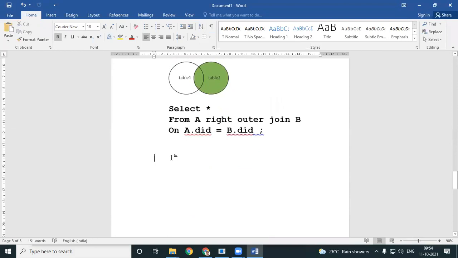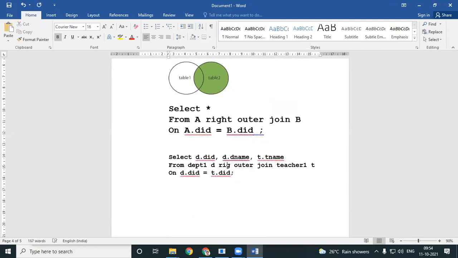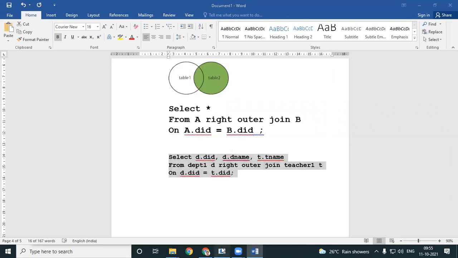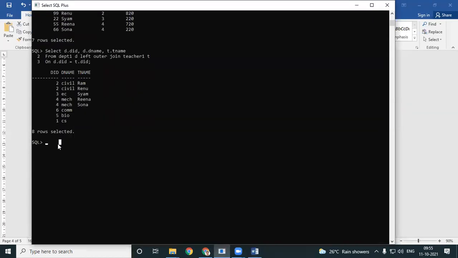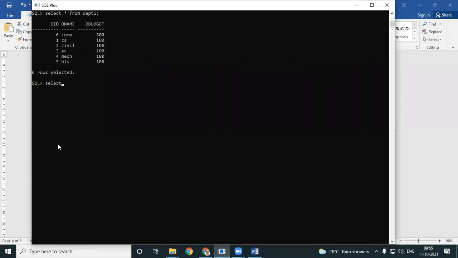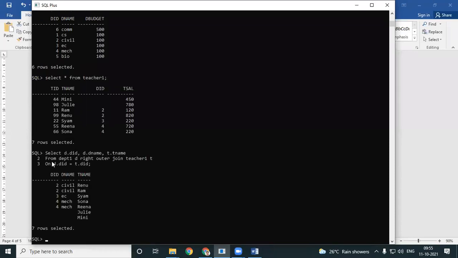Okay, let's see how you do a right outer join. I'm doing the same thing. Instead, I am doing right outer join. I'll copy this. I'll come here. Now, before I type the query, I'll just see my entries once again. Department 1. I even have my teacher 1. Okay, now I'm pasting my query.